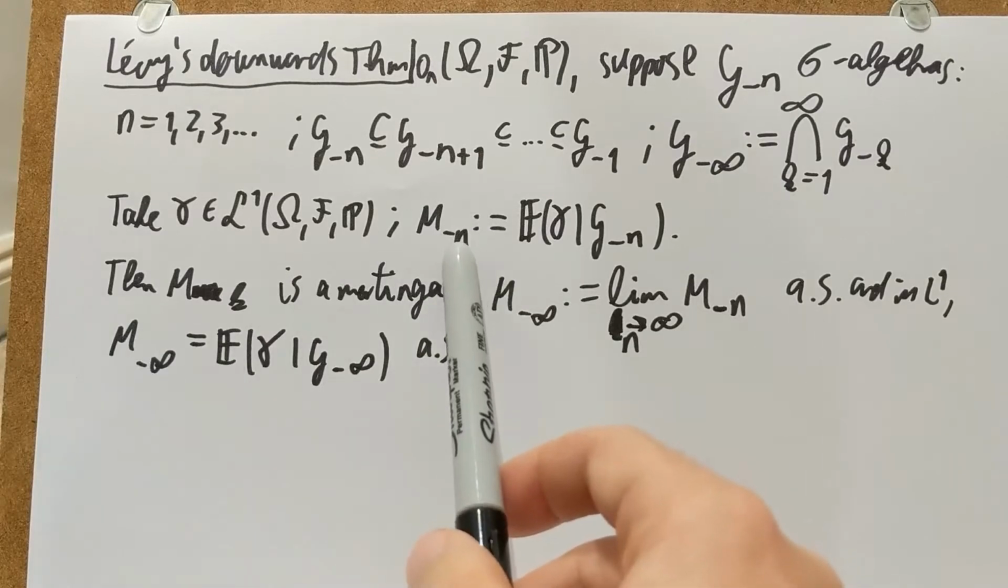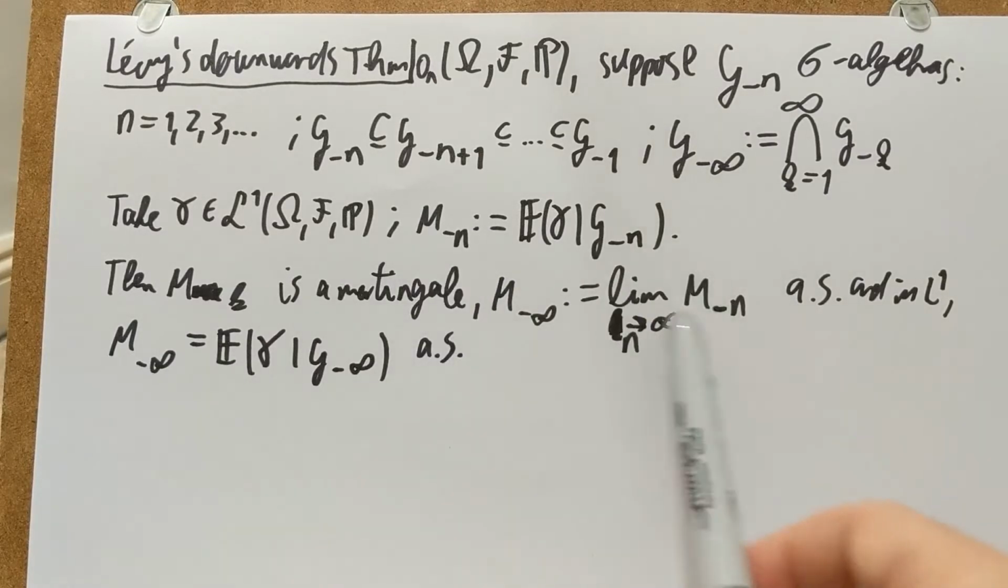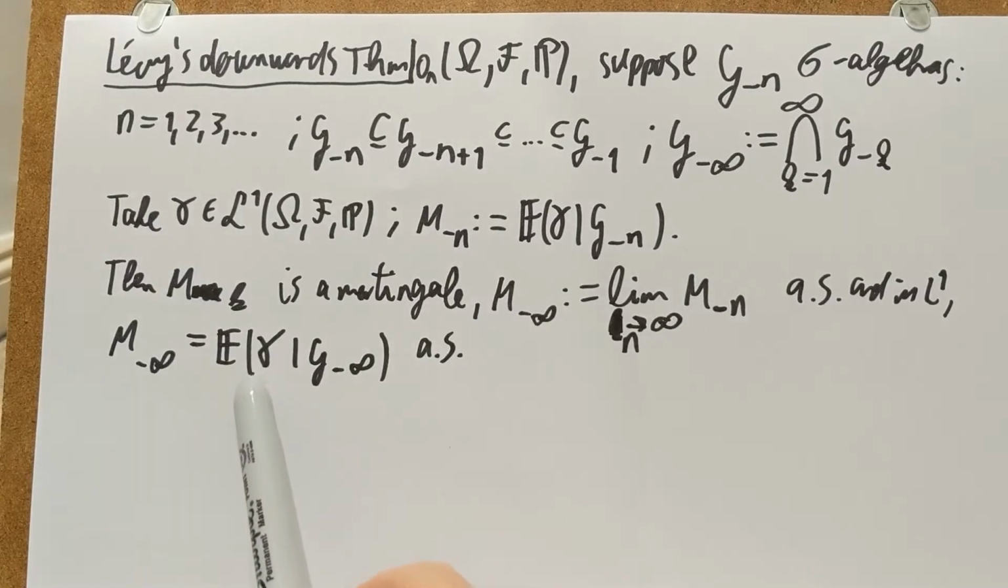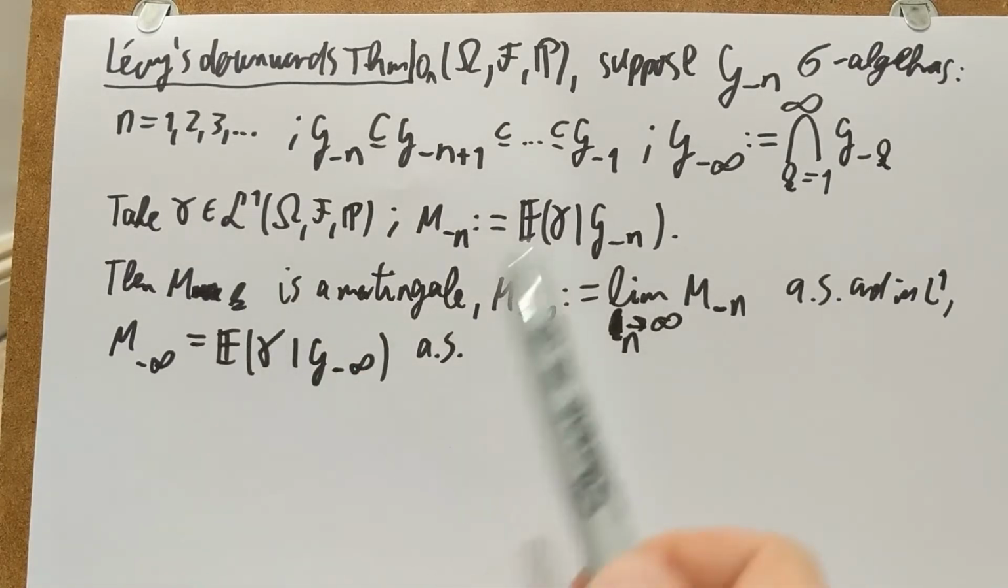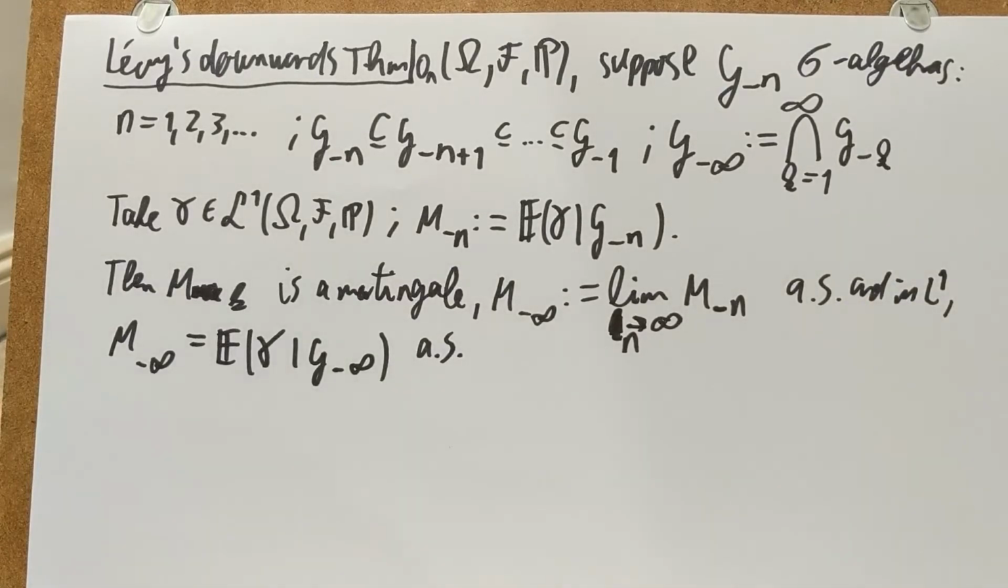But instead of looking forward, I'm looking at this martingale backwards. I'm going to take larger and larger n's in M of minus n, looking at this martingale backwards in time, and the statement is that there is a limit, and this limit can be obtained as the conditional expectation of the L1 random variable I started with, conditioned on the limiting sigma algebra backwards in time.